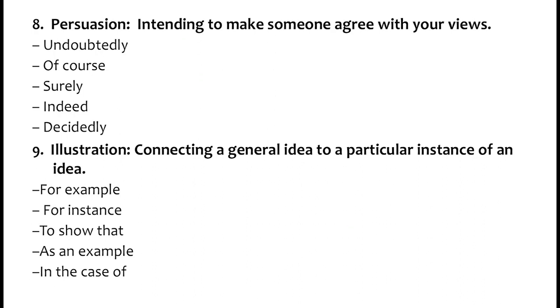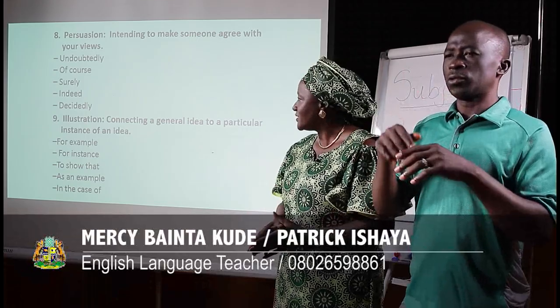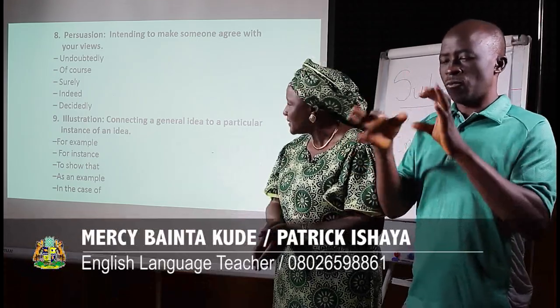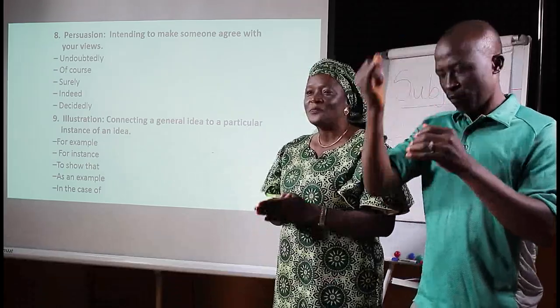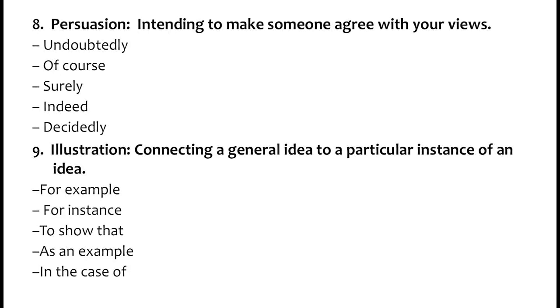Number 9, illustration. This is connecting a general idea to a particular instance of an idea. When you illustrate, you connect a general idea to a particular instance of an idea. Here you use, for example, for instance, to show that, as an example, in the case of.